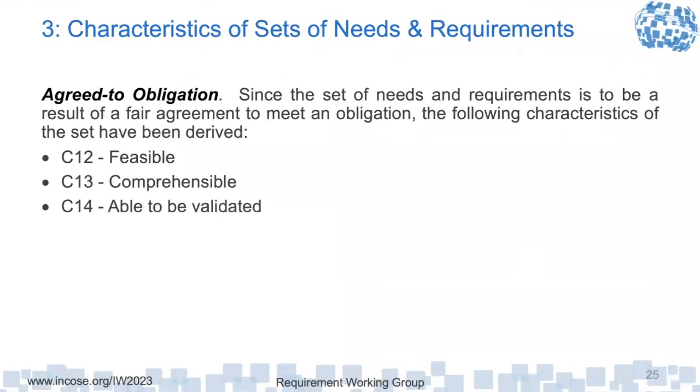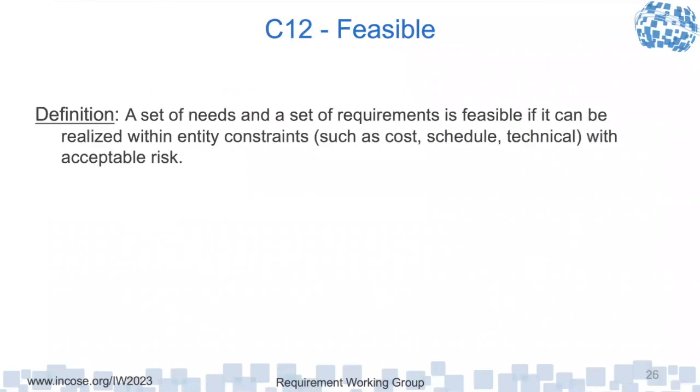The last three that we have are the agreed-to obligation. In the end, like in the contracting world, it's the set of requirements that is under contract. So what characteristics would you expect that set to have if you're going to sign a contract? We're saying everything in the set as a whole needs to be feasible. We need to be able to clearly understand what it is you want us to build. And we need to be able to validate that the system meets the needs represented in that set.